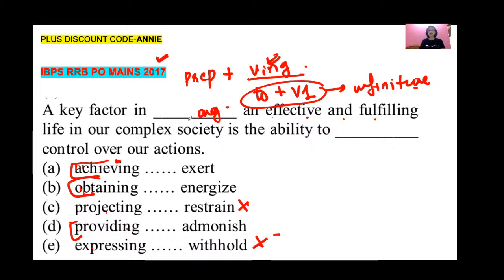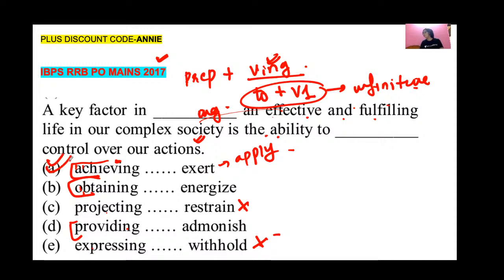In dash an effective and fulfilling life in our complex society is the ability to dash control over our actions. So to achieve or to obtain an effective and fulfilling life, a good life, what you need to do, you need to put some control over your actions. You need to apply some control over your actions. So exert means to apply. So this is the only option that is suitable.